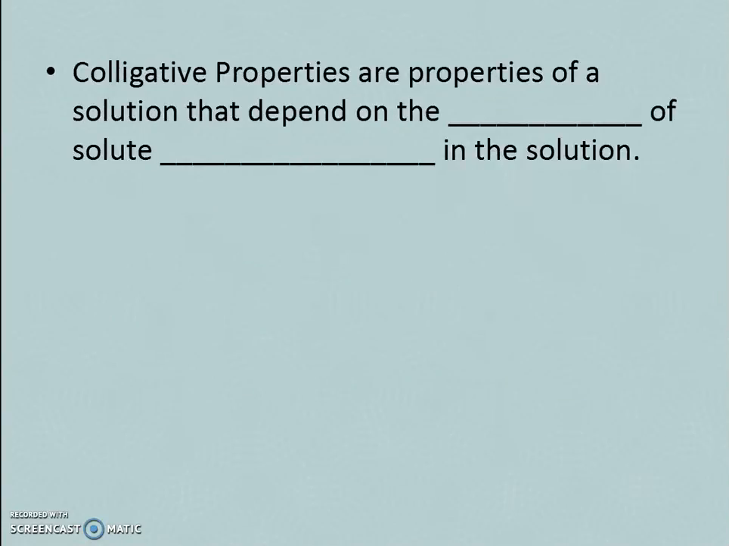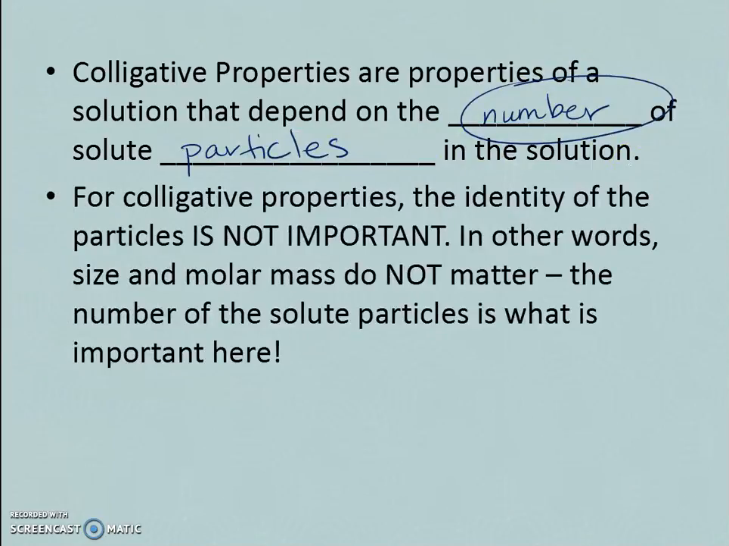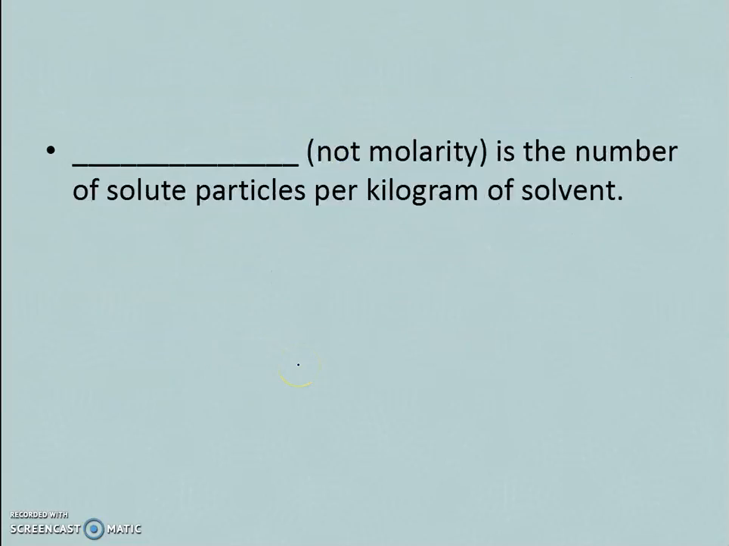Okay, so colligative properties. These are properties of a solution that depend on the number of solute particles dissolved in the solution. So you're going to hear that a lot. It's the number of particles in the solution that determine these colligative properties. The identity of the particle is not important. The size and the molar mass is not important. What's important here is the number of solute particles that determine the colligative properties.